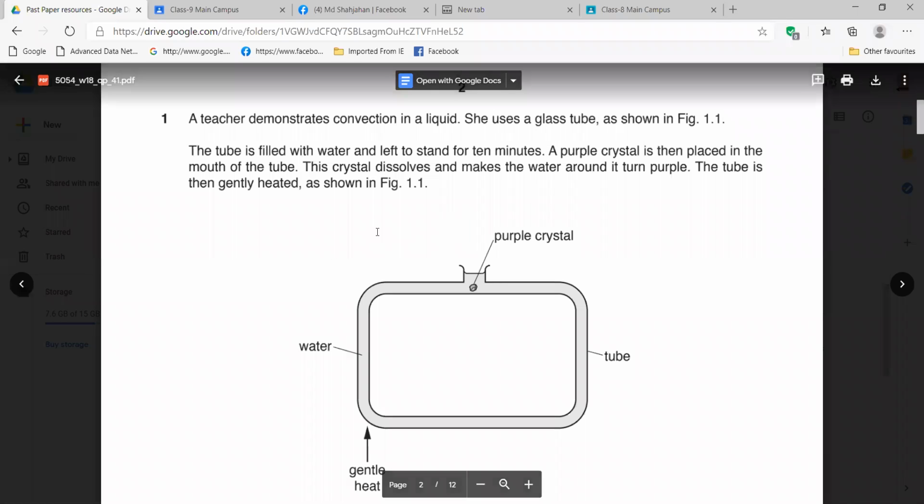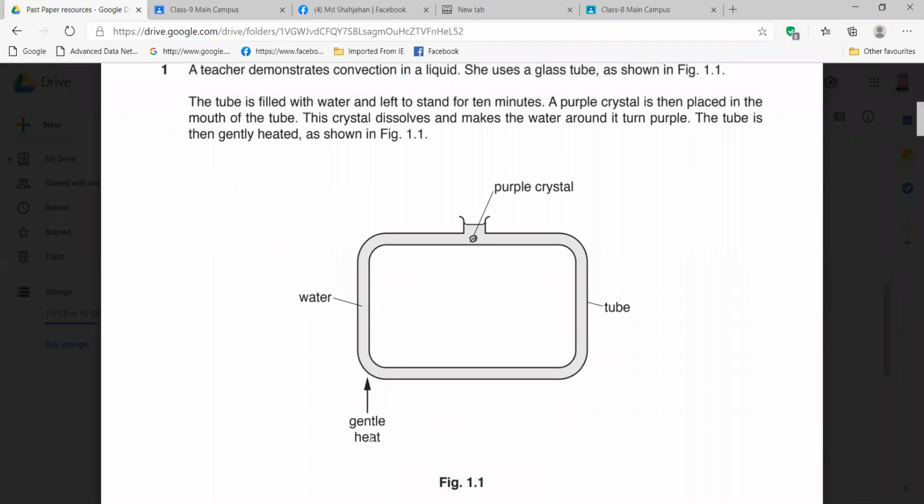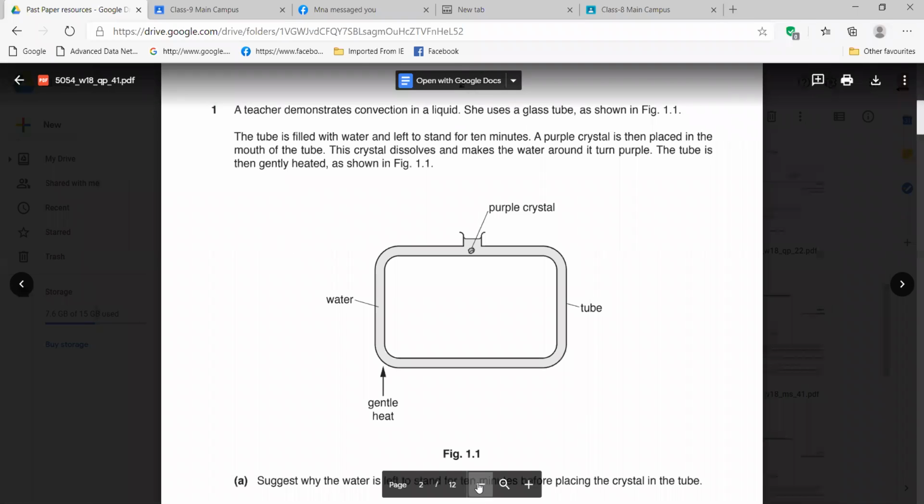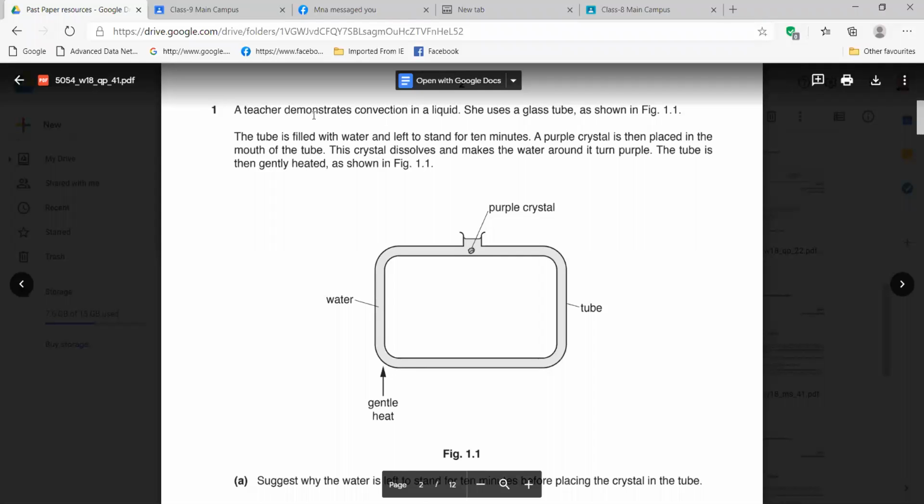Okay, as shown in figure 1.1. I make it smaller so you can see clearly. So here is one purple crystal, and we are giving gentle heat, right? And we are using this demonstration to show you the convection in a liquid.